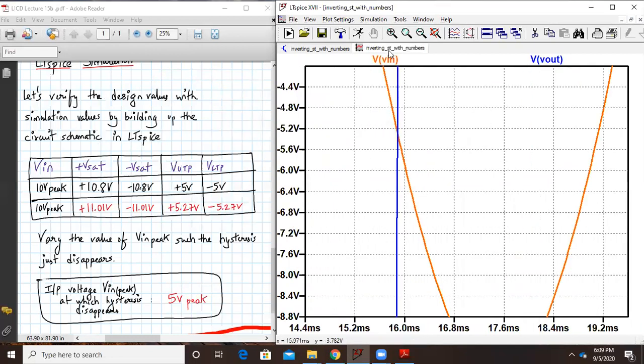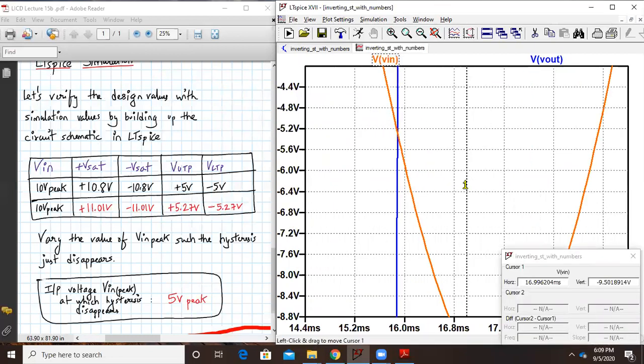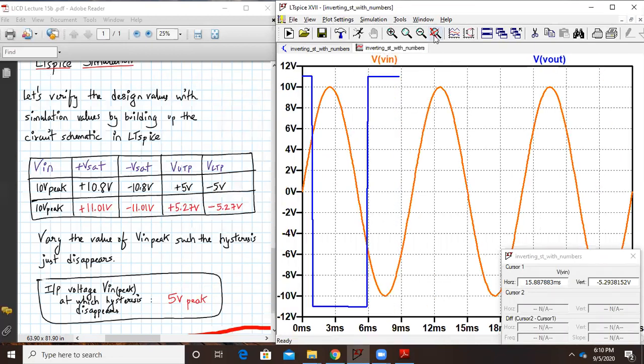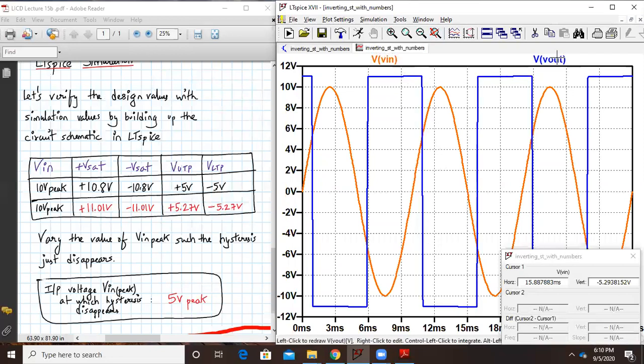So this value, let me place the cursor over here, is around minus 5.29, and here we are getting minus 5.2, minus 5 it should be, so very close. And let us check the plus or minus saturation values now.